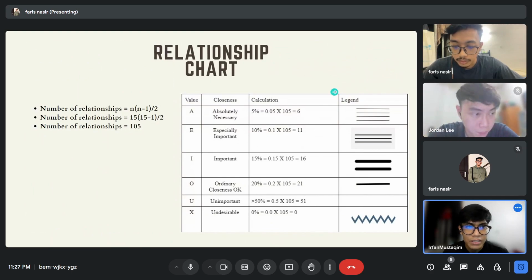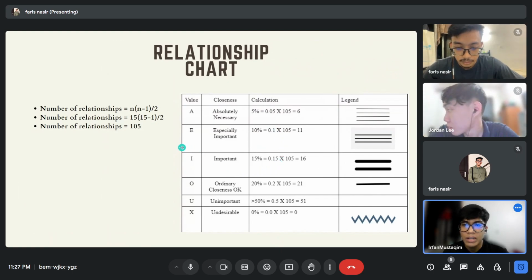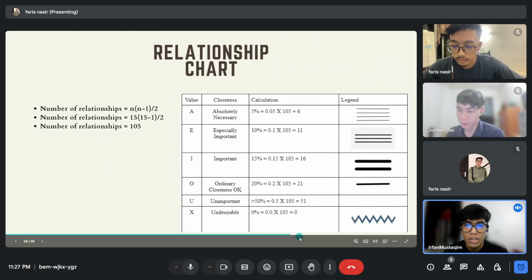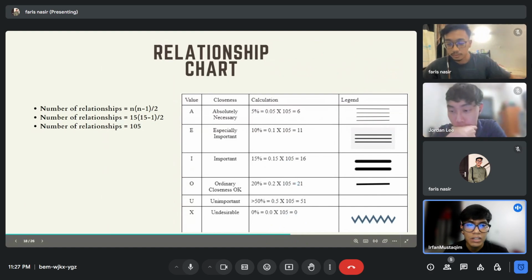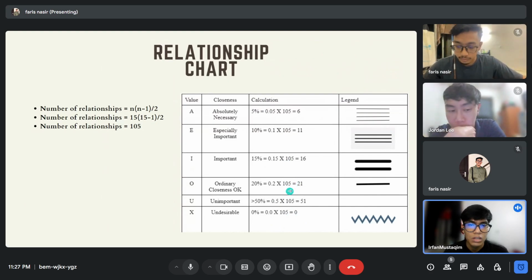Okay, next I will continue with the relationship chart. Before starting to construct a relationship chart, we have to calculate the number of relationships. The formula is n(n minus 1) divided by 2, where n is the number of activities included in this process. So there are a total of 15 activities included. And these are the guide to produce the chart.